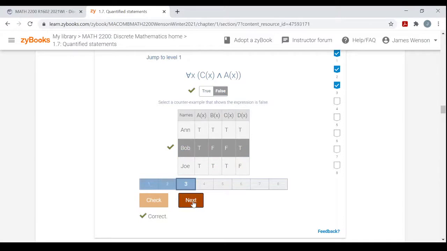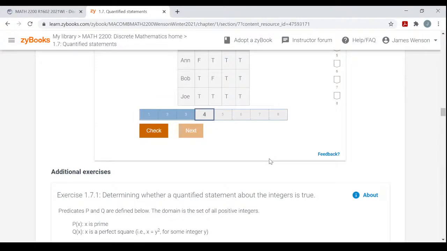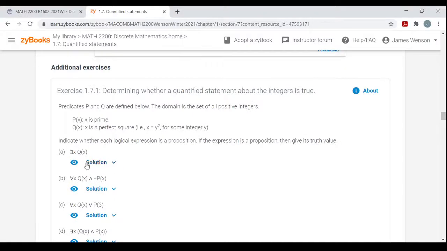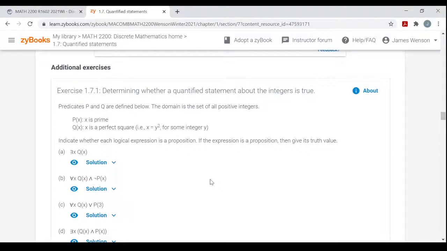Okay, so I think that's enough. Hopefully you get the gist of what's going on there. I did a couple existentials and one universal. All right, and then you have your additional exercises, which again you can see the solutions to if you want to practice. Some of these will be in assignment 2 that I've posted this week in your week 2 module.